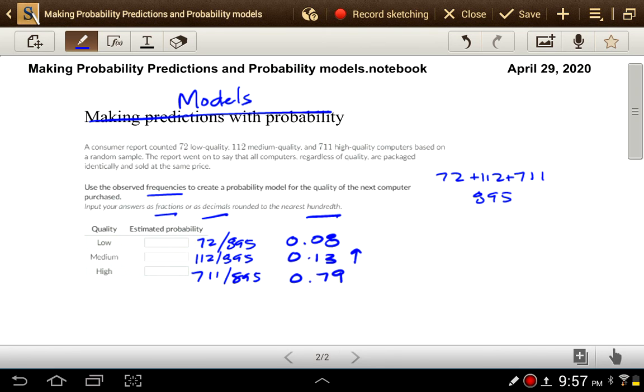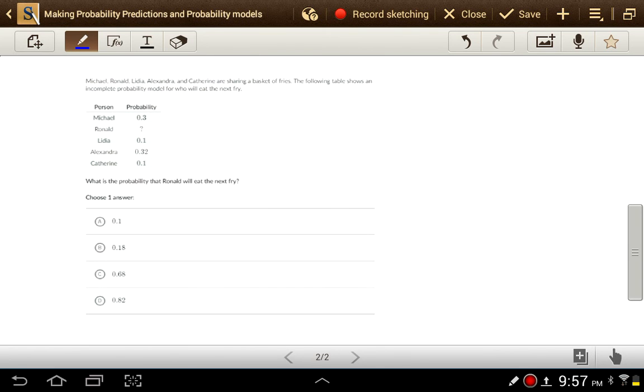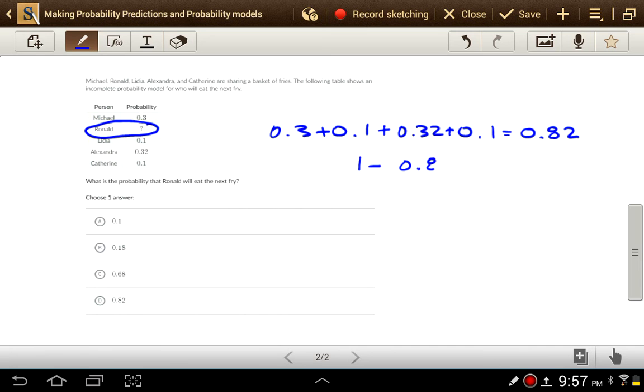All right, and in our last example, we're looking here. We have all these probabilities, and we're trying to figure out what Ronald is. What's missing? Well, you should know that probabilities out of 100% are as a decimal 1. That's the full amount. So what we're going to do is add up what we have. 0.3, 0.1, plus 0.32, plus another 0.1, and that is going to come out to 0.82. So what do we have left? We do 1 minus 0.82, which is 0.18. So we have B, 0.18 left. So that's what Ronald has to be in order for all those probabilities to add up to 1.